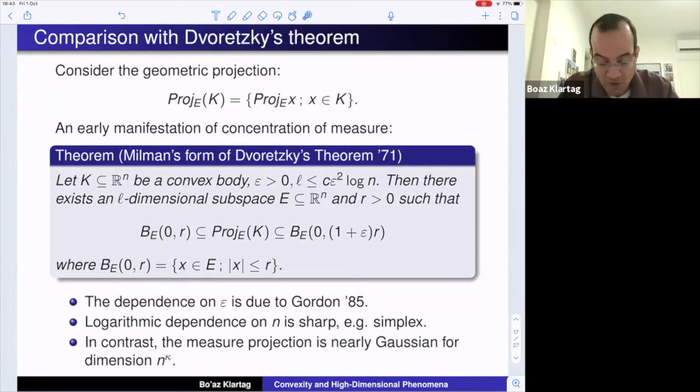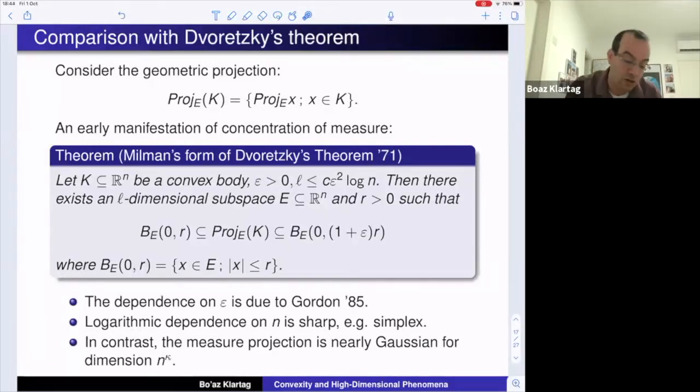And Milman's form of Dvoretzky's theorem tells you that if you have a convex body and a parameter epsilon, then you can find projections, geometric projections of this convex body, which are approximately Euclidean bodies. So if you take L, which is at most log n times epsilon squared, you could find some subspace E of dimension L, where the projection of K onto E contains a Euclidean ball of radius R and is contained in a ball of a slightly larger radius, 1 plus epsilon times R.